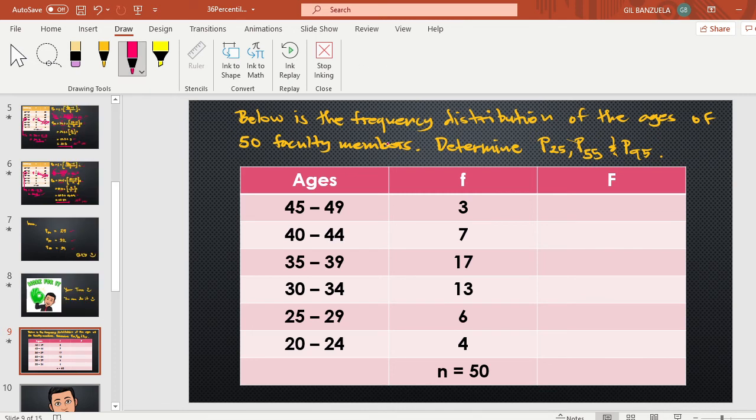So, below is the frequency distribution of the ages of 50 faculty members. So let's determine P of 25, P of 55, and P of 95. Of course, you complete the cumulative or the frequency table. Okay? So I will give you 20 minutes. So please pause the video for 20 minutes. Then go back for the answer key. Okay?